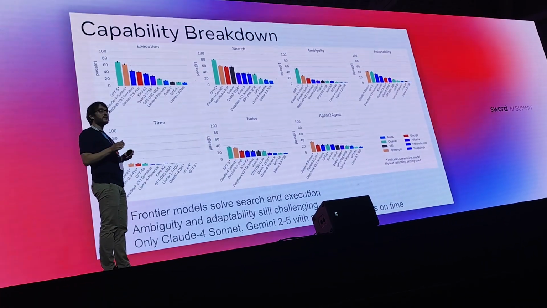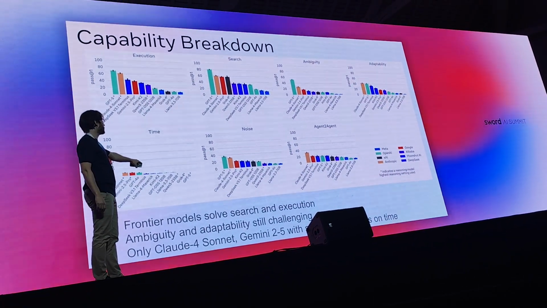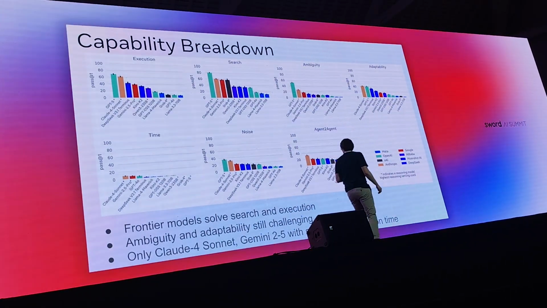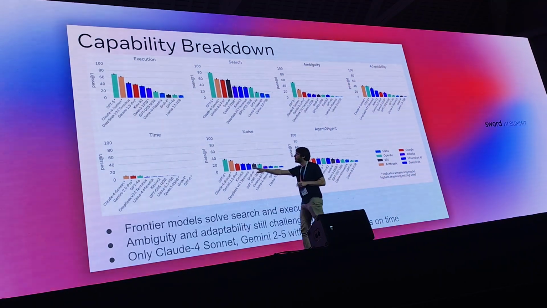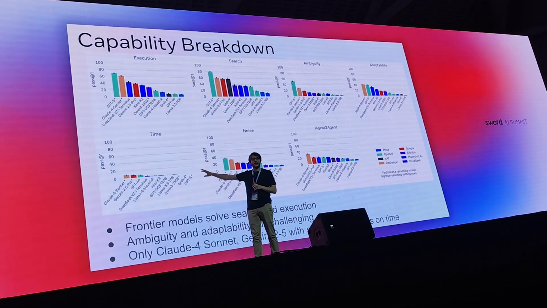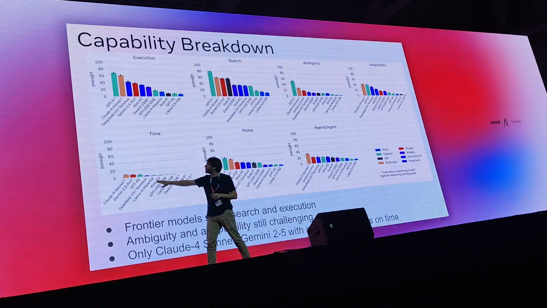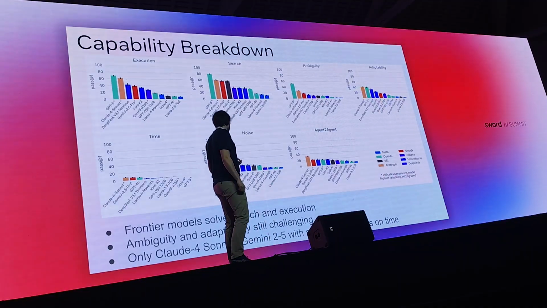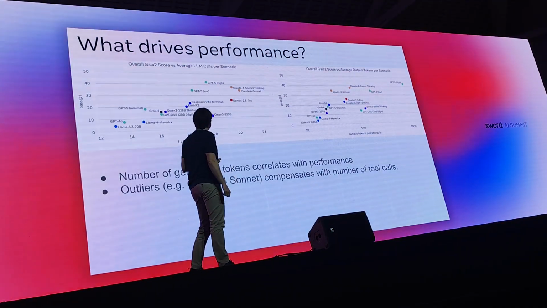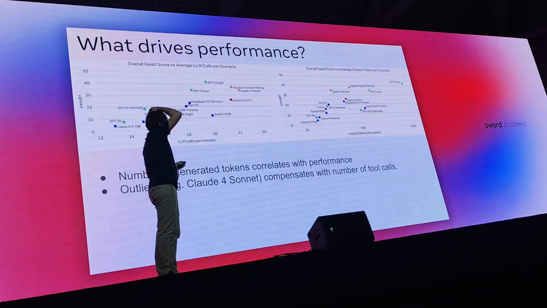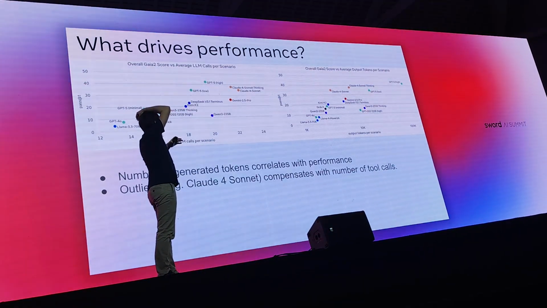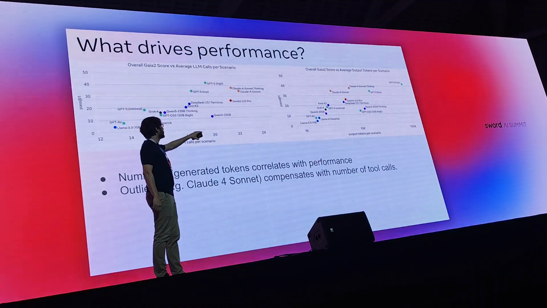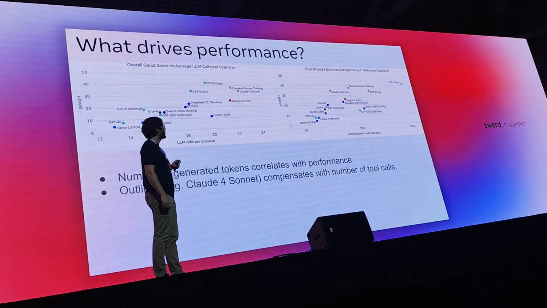For those less classical capabilities, ambiguity and adaptability, it's still challenging for most of the models. And for the time one, we see that there are very few models with significant scores. And I will talk a bit more about it later. But before, maybe we can just check that thinking really drives performance. So for that, we plot the performance versus the number of output tokens per scenario.